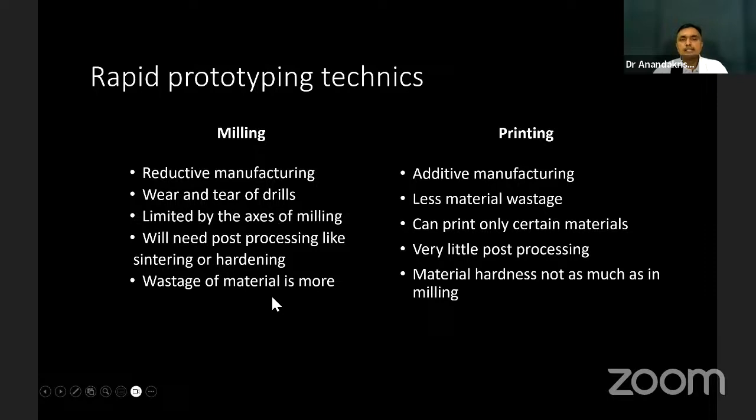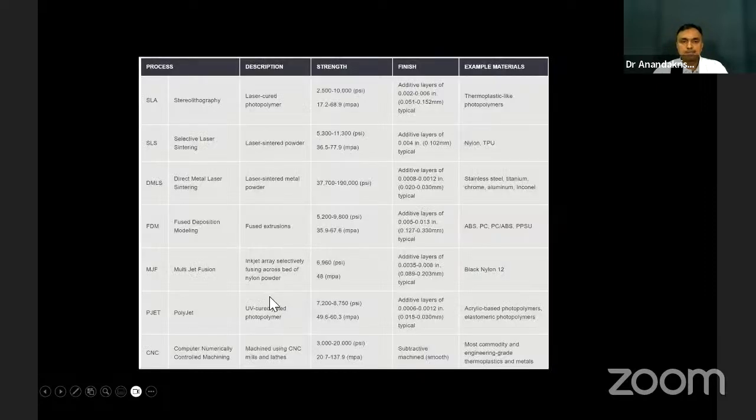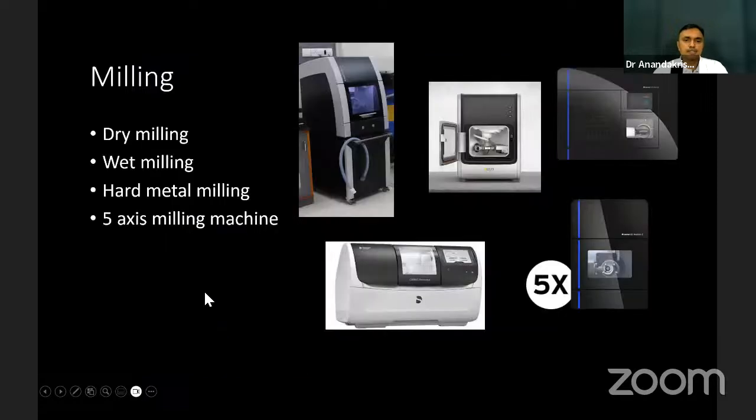So these are the two types of rapid prototyping techniques that we follow. I'm going to show you how a milling works and how a printing works. These are all the different other processes. This is how a milling unit looks like. This is a milling unit that is available in our laboratory. These two are the tabletop milling units. Yes, these are the various milling units that are available.